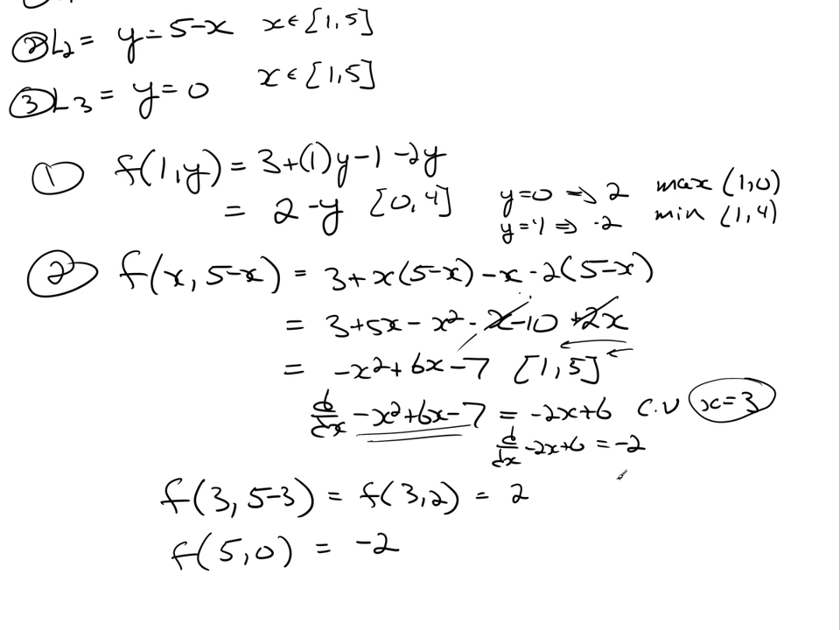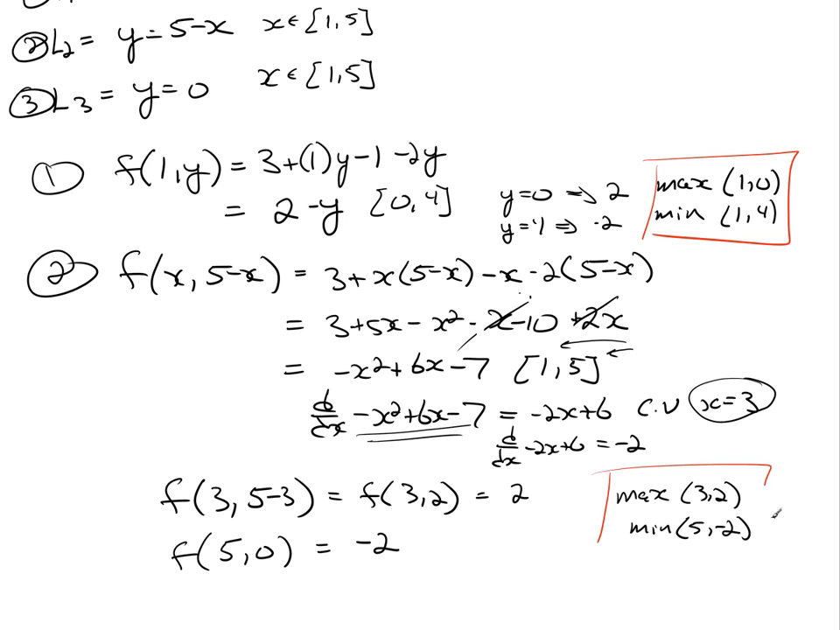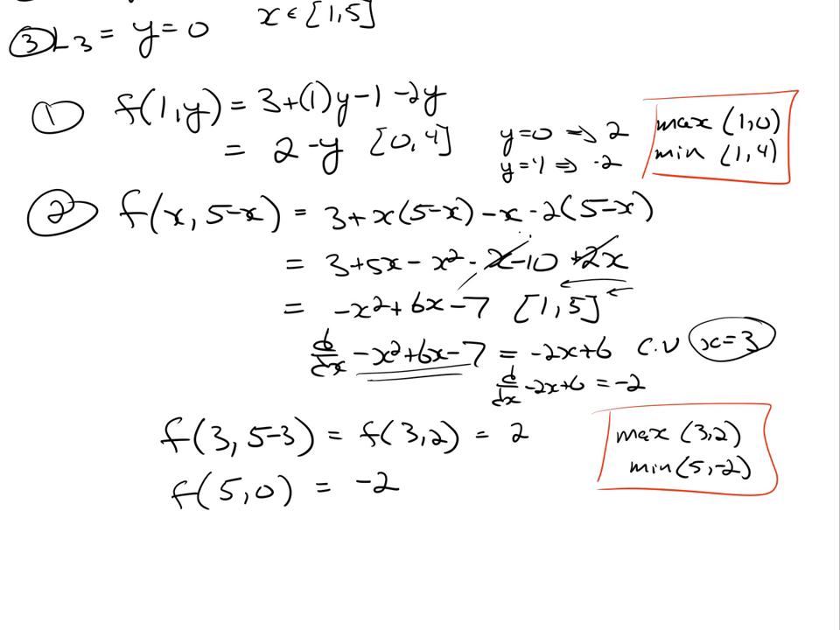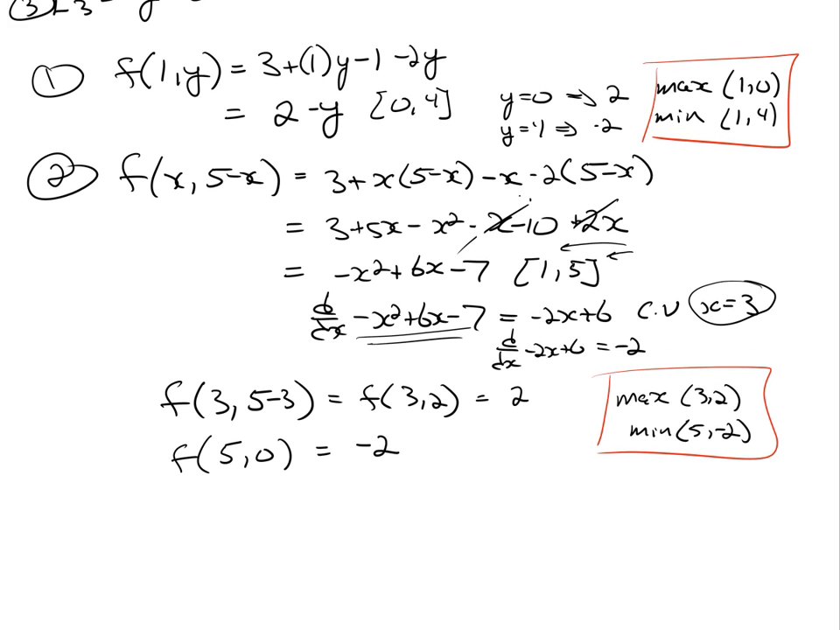So here, I need to start circling these in another color so I can find them in a few seconds. So this one gives me a max at 3, 2 and a minimum at 5, negative 2. And I have one more to check. Obviously the reason I'm doing these in other colors is so I can quickly go back and find them, because what I'm looking for is ultimately my absolute min and max, so I need to compare all of those.